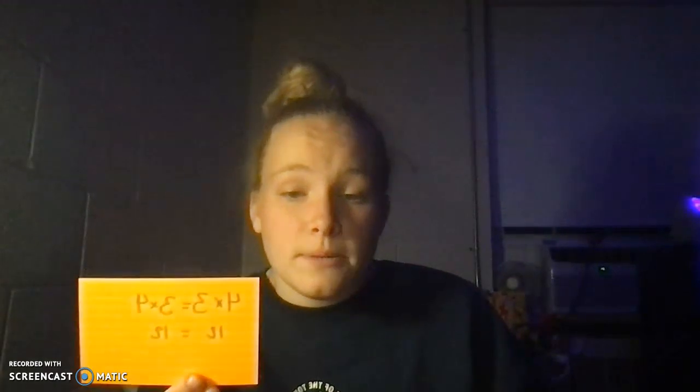So for the commutative property, the definition would be changing the order of the numbers. Changing the order of the numbers that we're multiplying does not change the product. So, for an example, we could do 4 times 3 equals 3 times 4. Both of them would equal 12, and it doesn't matter which order they are on either side of the equal sign.